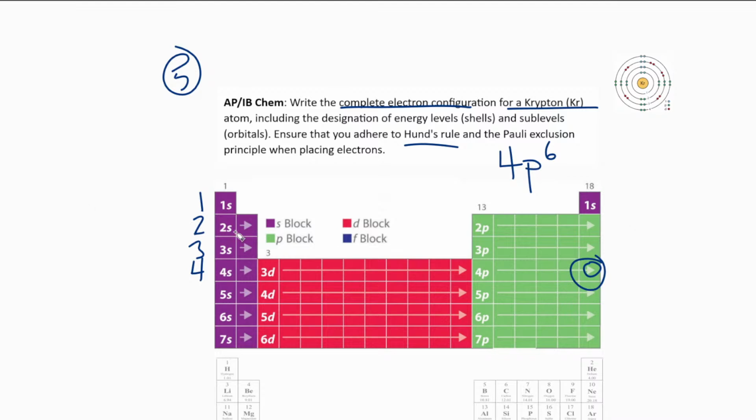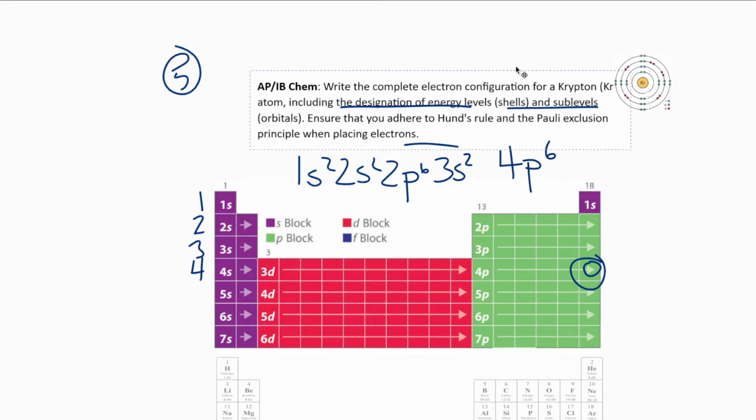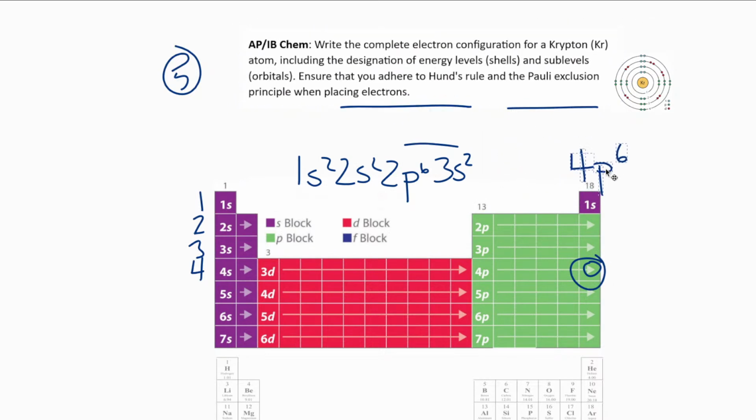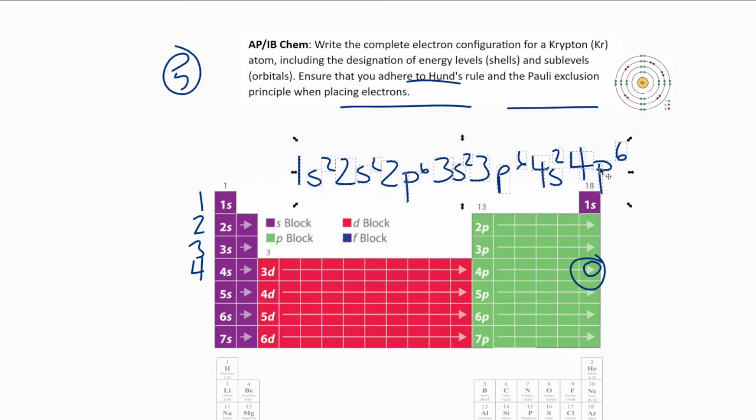So let's go ahead and do it. 1s2, 2s2, 2p6. P can only hold up to 6. 3s2, 3p6. Then we go to the fourth energy level because the p's are all full. 4s2. And then you get 4p6. So that is the electron configuration for krypton right there.